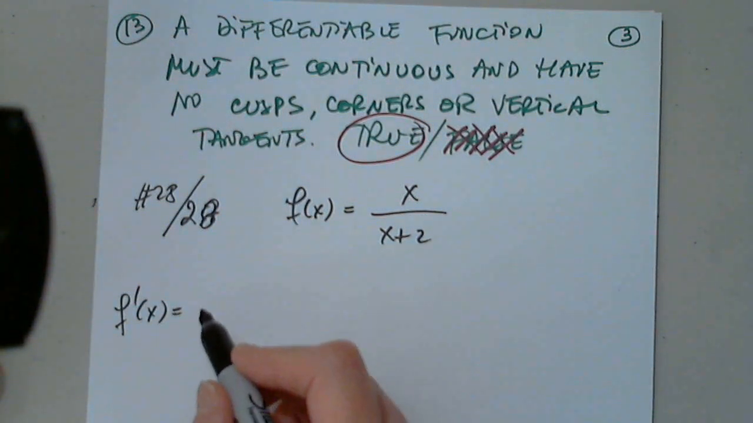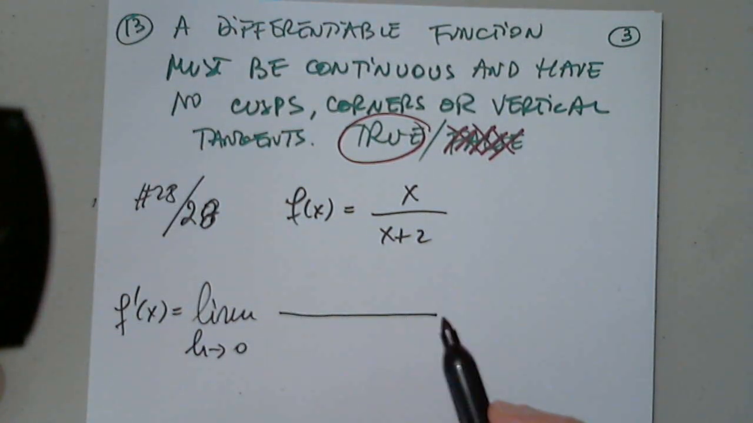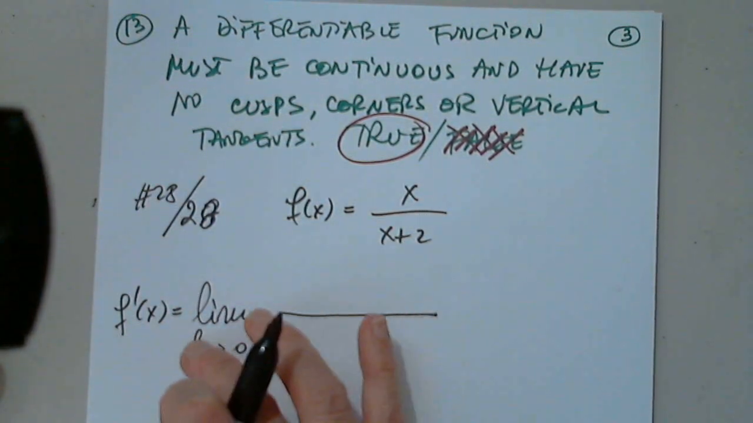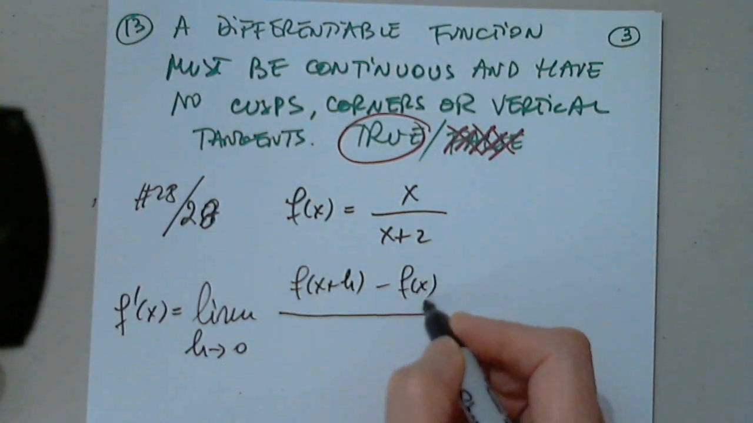Is it limit as h approaches 0? Yes. Two concepts together. Please remember, two concepts together. Good. So now this is f of x plus h minus f of x over h.